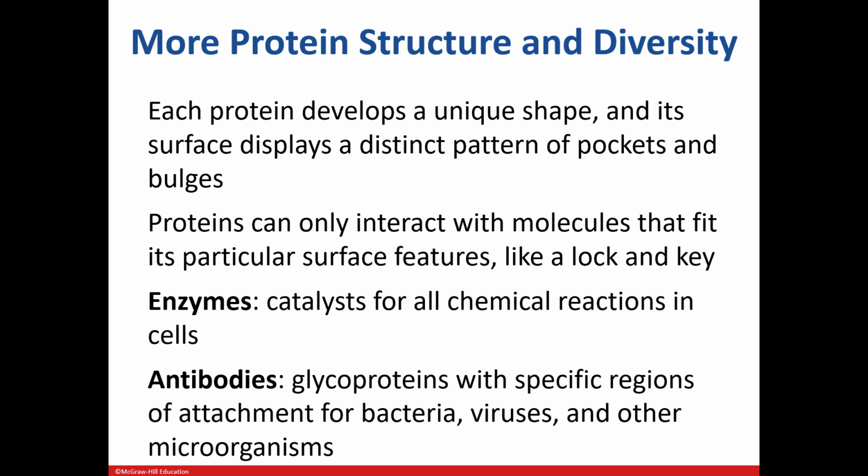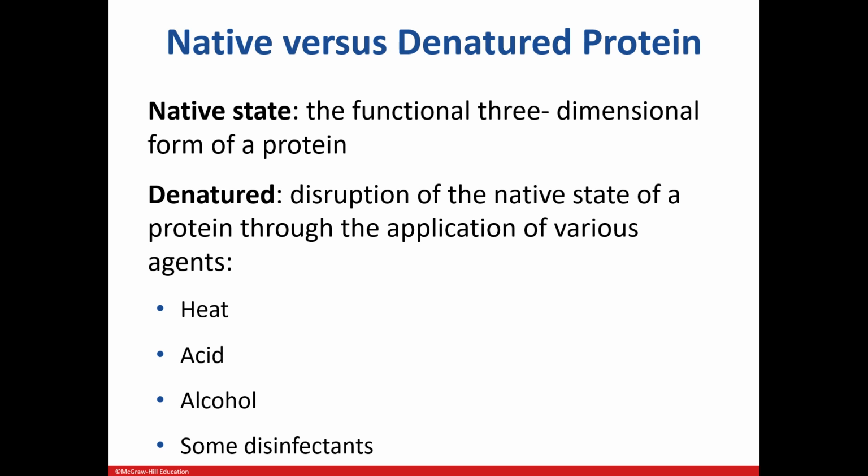A couple of important proteins are enzymes, which speed up chemical reactions, and antibodies, which are part of our immune system. They are responsible for binding to specific locations on microbes. The native state of a protein is what we typically see, and one which performs normal functions. There are several things that can alter that native state, including heat, alcohol, and disinfectants. By altering that native state, it can render the protein useless or slow activity.